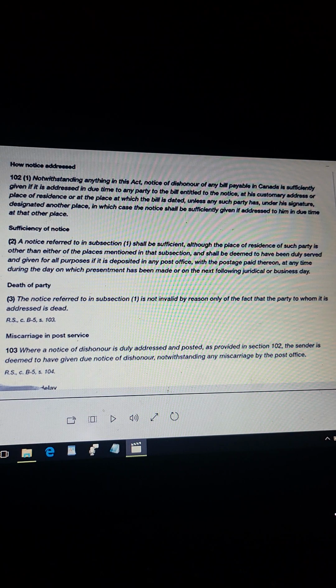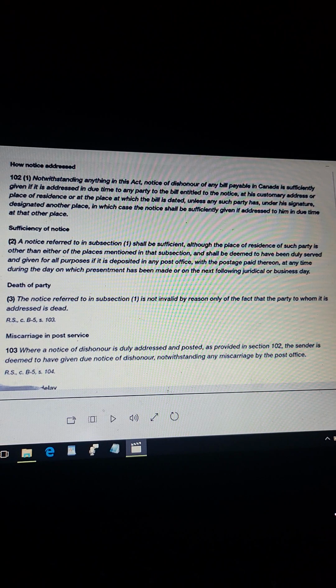It says juridical. You know, I think it's supposed to say judicial. It says juridical. So judicial or business day. Death of party, and that's right here, juridical.